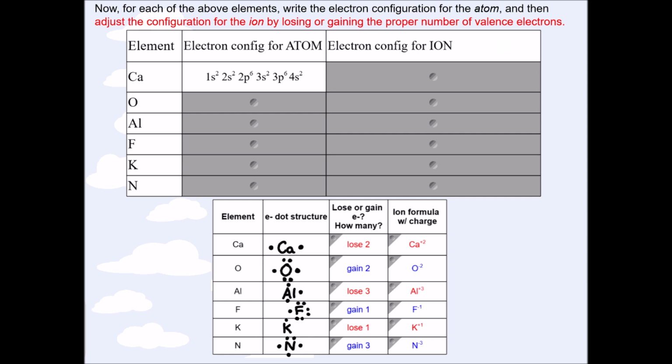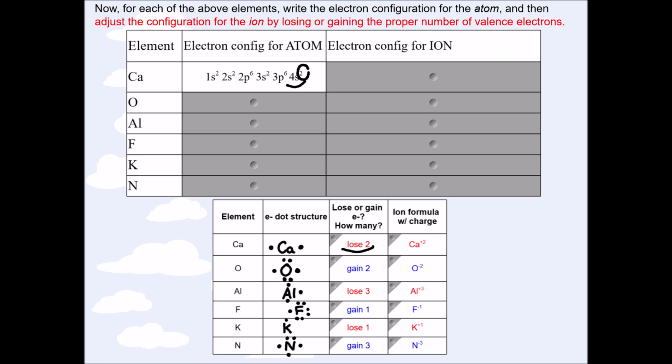Now, for each of the elements mentioned in the previous table, we're going to write the electron configuration for the atom, and then adjust the configuration for the ion by losing or gaining the proper number of valence electrons. This is the full electron configuration for calcium. Remember, valence electrons can be found in the highest energy level, which in this case is the 4th, and calcium has 2 valence electrons. From the previous table, which I have inserted here, we said that calcium would lose its 2 valence electrons in order to achieve the noble gas status.